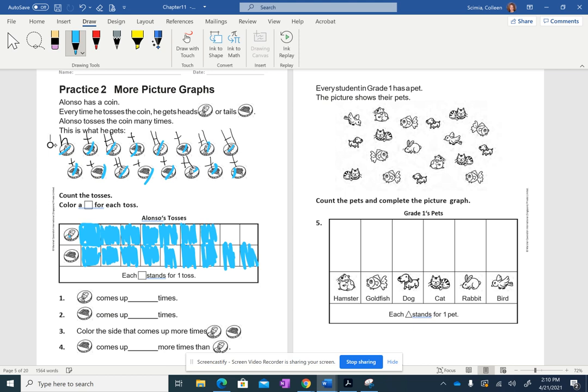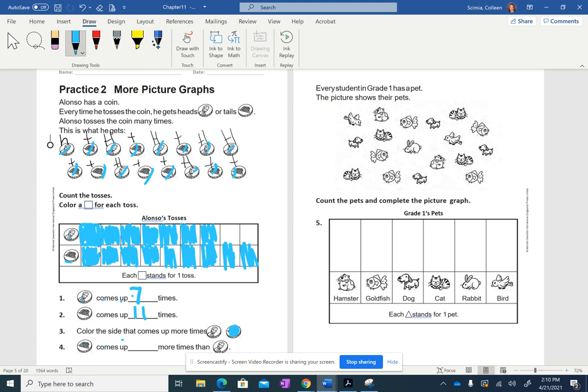Okay, so 7 heads comes up 7 times, tails comes up 11 times. Color the side that comes up more times. So what side came up more? The tails. I'm going to color that in. Tails comes up more times than heads.